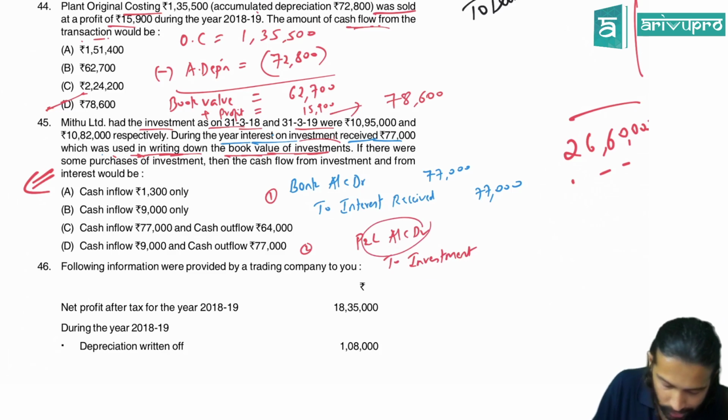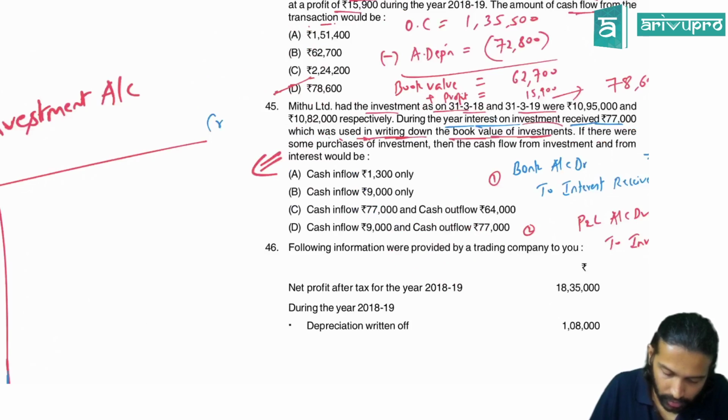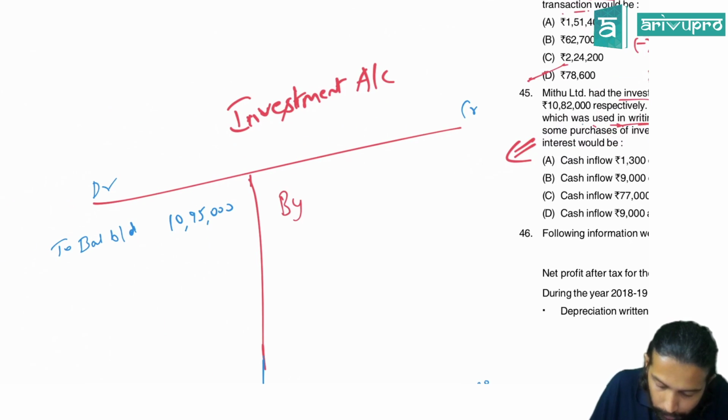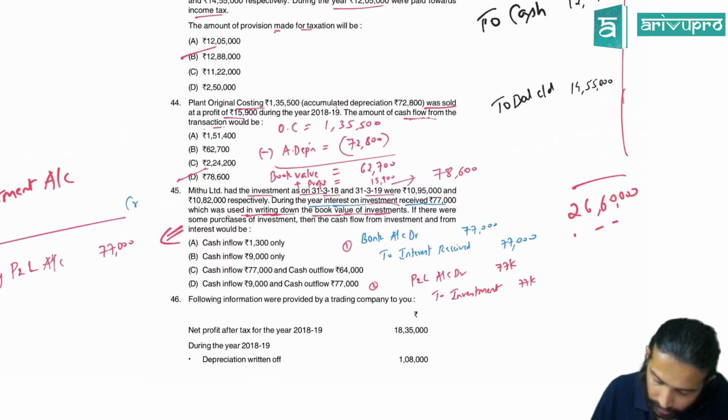Since it's a loss, this loss will be transferred to P&L. How much are you writing it down? 77,000. Are you preparing the investment ledger? Yes. So what will be the posting of this entry? On this side, you'll write by profit and loss account 77,000. Okay.